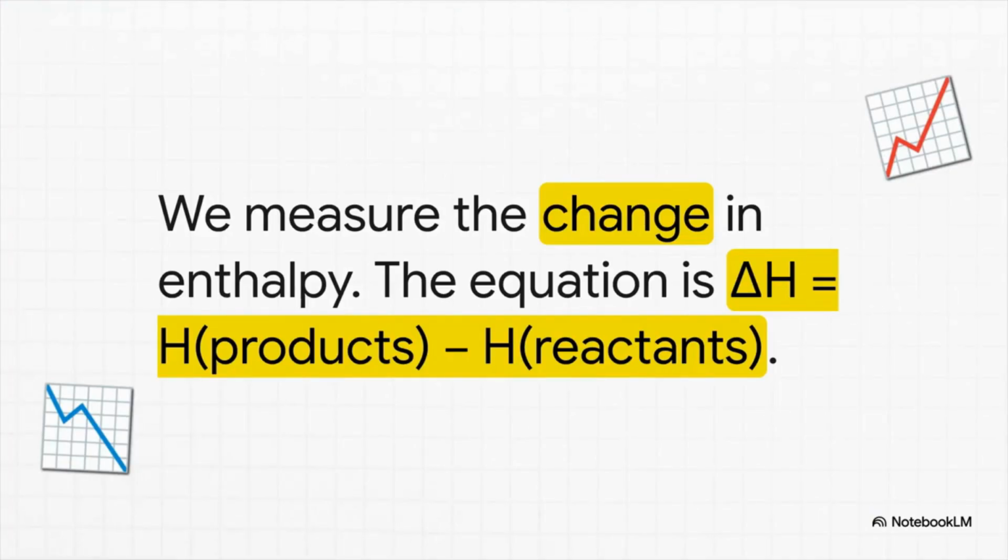This right here is the absolute key. The change in enthalpy, which we write as delta H, is what it's all about. You calculate it by taking the final heat content of the products, that's the stuff you end up with, and you subtract the heat content of the reactants, the stuff you started with. It's a simple subtraction, but it tells you exactly where the energy went.